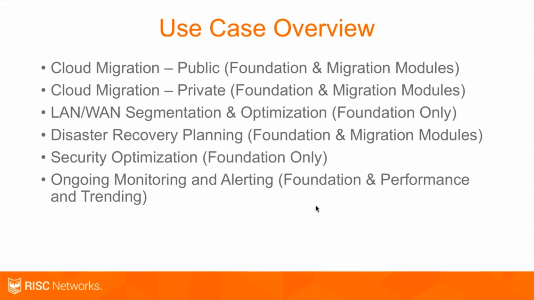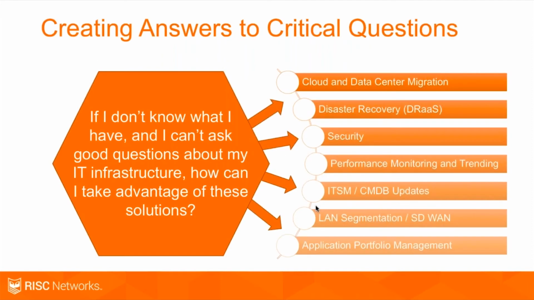Most people know us for cloud. Some know us for LAN and WAN segmentation, which you could consider to be a security piece if you're trying to sub-segment or micro-segment your environment from a security perspective. People use this for DR planning and also ongoing monitoring and alerting, or performance and trending is what we call it. But security optimization is not one that people know that we can help with. And so again, what we're going to go through today is some things we've actually done with customers. So these are actually deployed within the field, people using them for these purposes today.